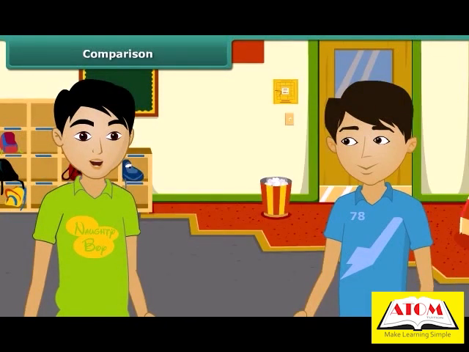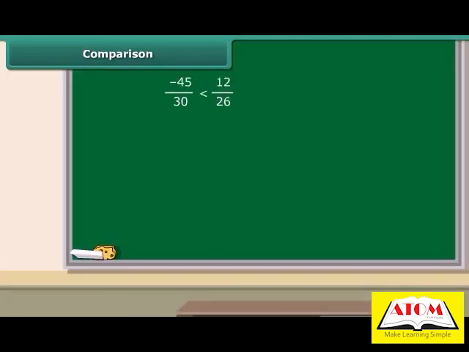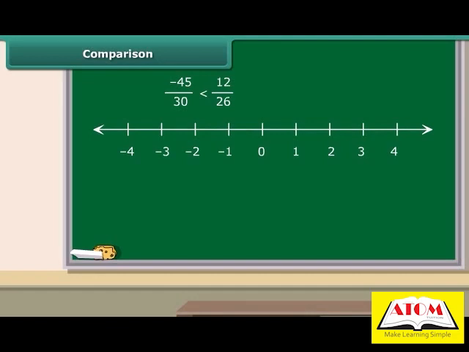If we have two rational numbers given, can you compare them? No. I will tell you how to compare rational numbers. We know that a negative number is always smaller than a positive number. We can also compare rational numbers using a number line. The more to the right the number is, the greater it is.